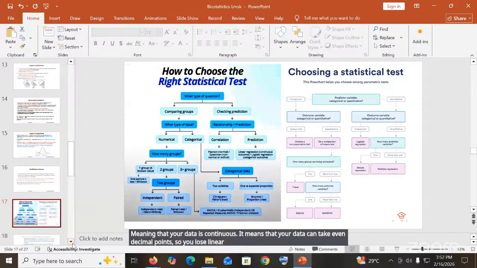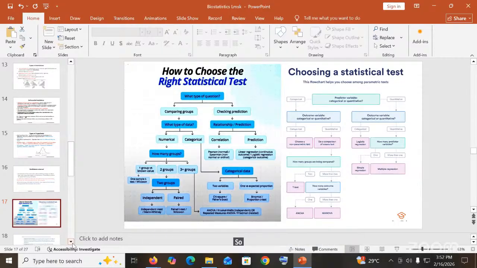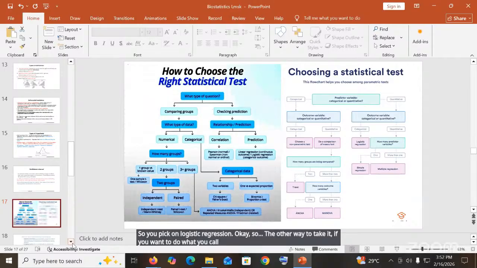For example, RBS 5.7, 5.2. But if it is a categorical outcome, one that is not continuous, it's just a category, you'll use what you call logistic regression. So you pick on logistic regression. The other way to take it, if you want to do what you call a parametric test, which I'll share in a short while, is the parametric test.